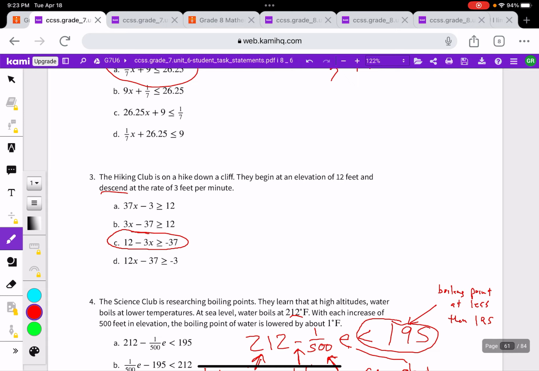So the x stands for minutes. I guess it's kind of saying, how many minutes would it take me to descend 37 feet? Maybe that's that kind of question. If I start at 12 and I ascend 3, that's going to be greater than or equal to negative 37. That's suggesting that I've ended up 37 feet below sea level. I guess maybe it's saying how long would it take me to get there.